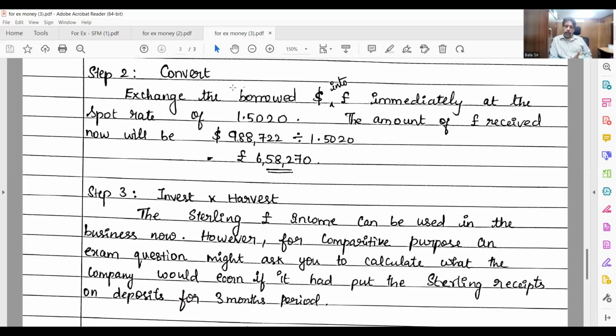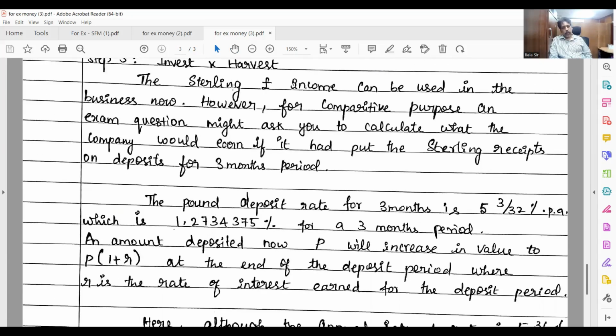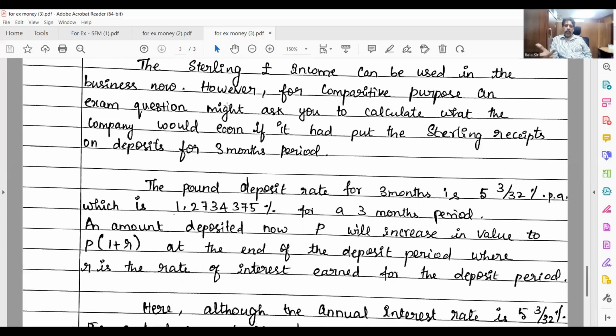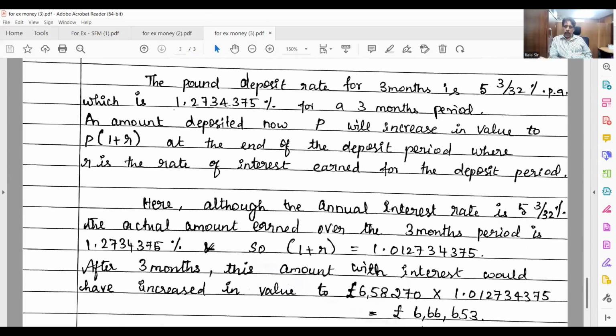Yes, ma'am. So the sterling pound income can be used in the business now. However, for comparative purpose, an exam question might ask you to calculate what the company would earn if it had put the sterling receipts on deposits for 3 months period. When they say sterling receipt, the GBP is a pound sterling. If that is invested for 3 months, what is the income? The pound deposit rate for 3 months is 5.3 by 32% per annum, which is 1.2734375% for a 3 months period.